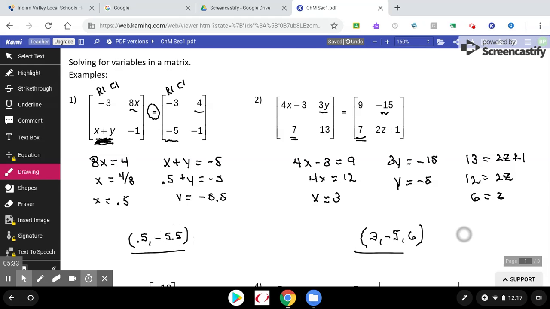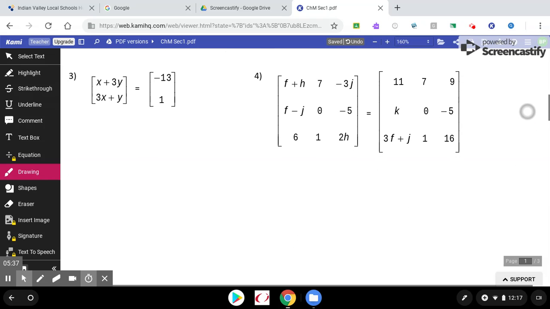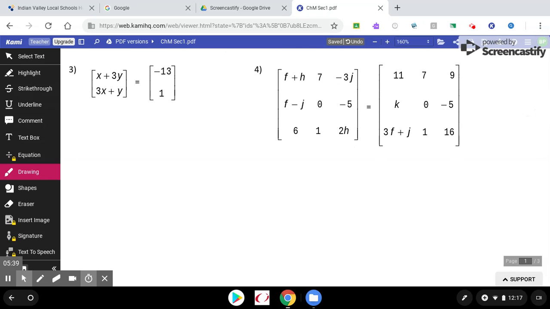All right, that's solving for a variable in a matrix. You might see something like that on an ACT test, pretty easy. Now on number 3, it'd be really tempting to say there are 2 rows, and you might be thinking there are 2 columns. But check out number 4.